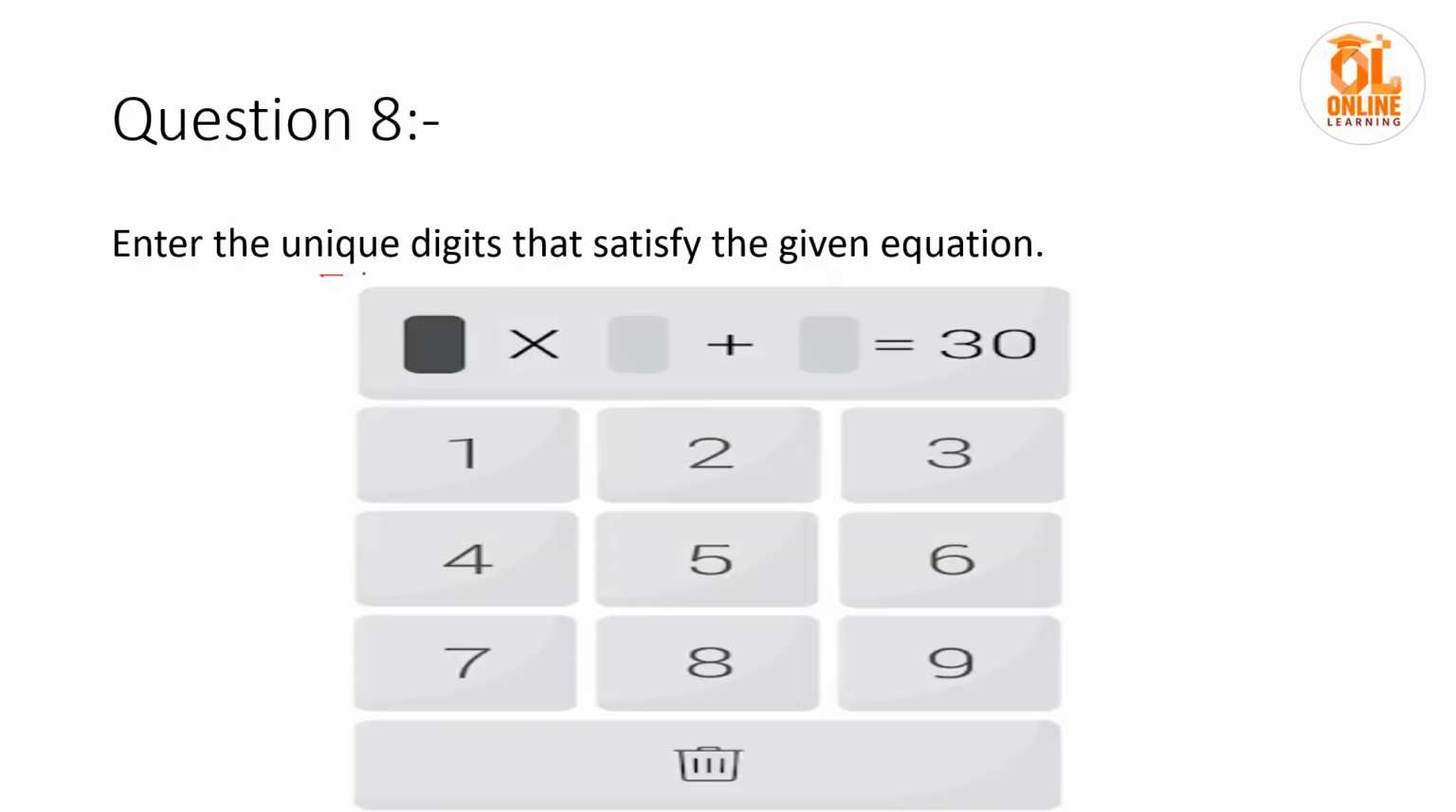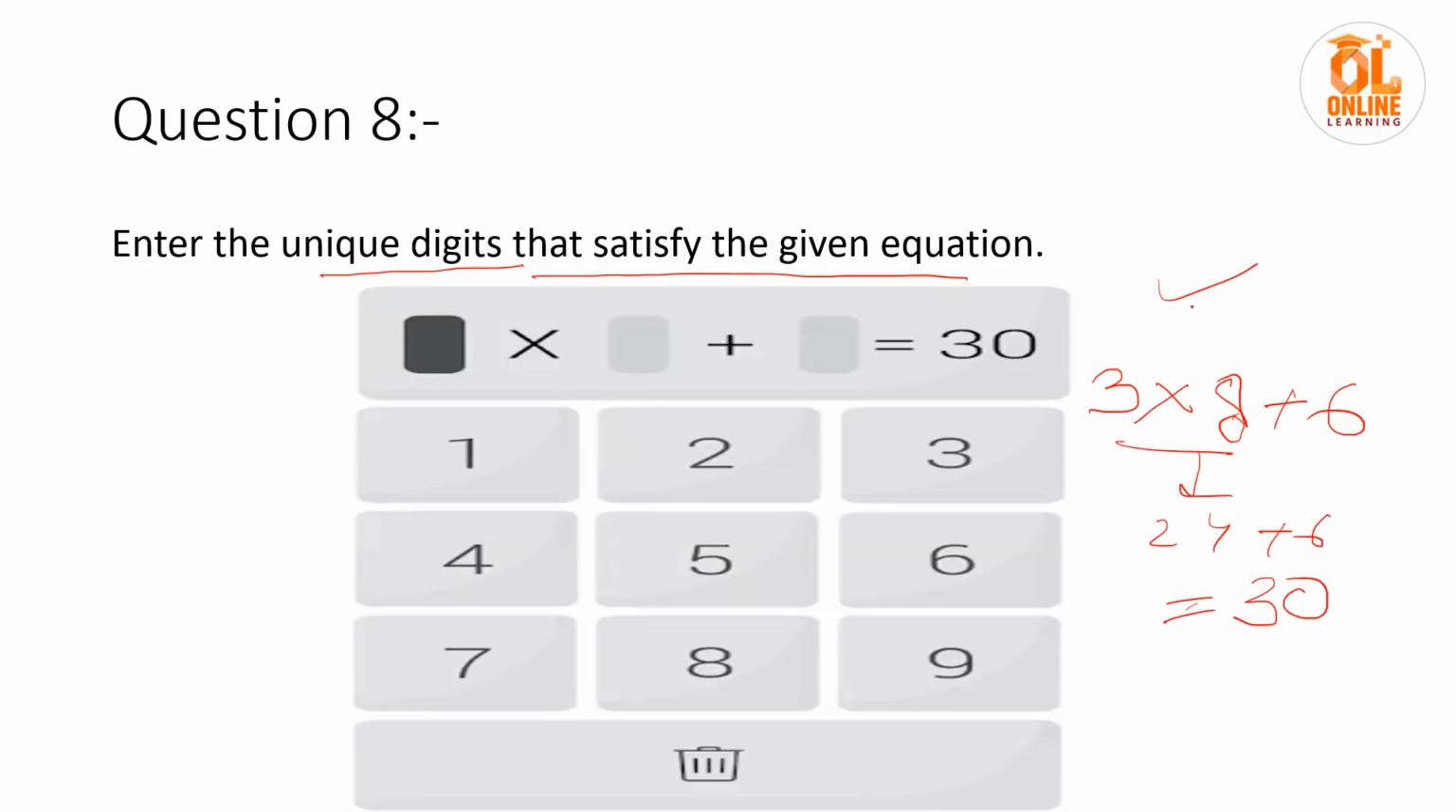Again, we have to find the unique digits that satisfy this equation. So to satisfy this equation, we can do 3 into 8, that is 24, plus 6 is equal to 30. Again, if you find more answers, comment them in the comment section. I will check. Okay, let us move to the next question.